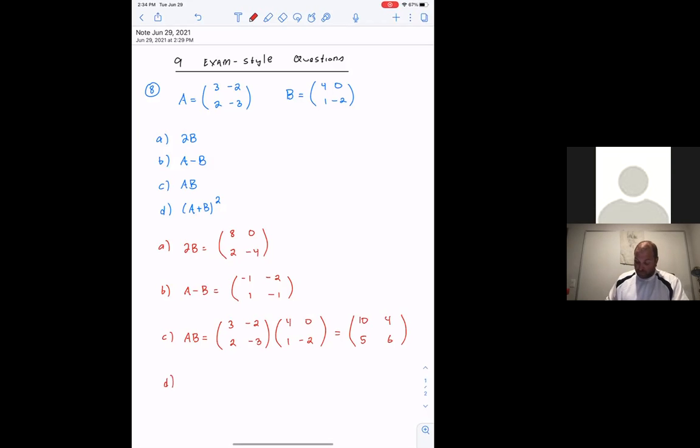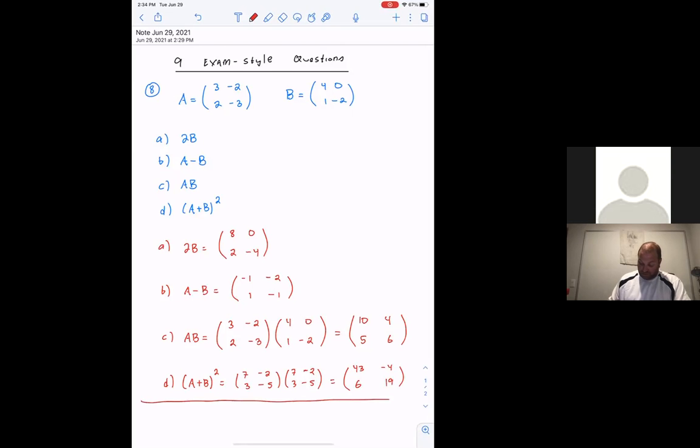And then finally, they want A plus B quantity squared. So first, I'm going to add A and B, giving me 7, -2, 3, -5. And then I'm going to square that, which means multiply it by itself. 2 by 2 by 2 by 2. 49 minus 6 is 43. -14 plus 10 is -4. 21 minus 15 is 6. And -6 plus 25 is 19.